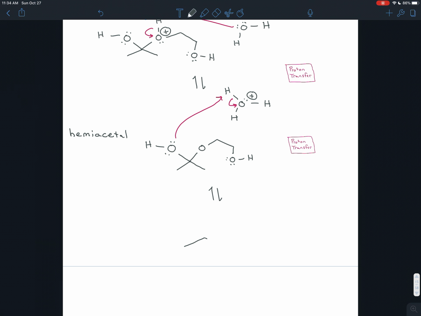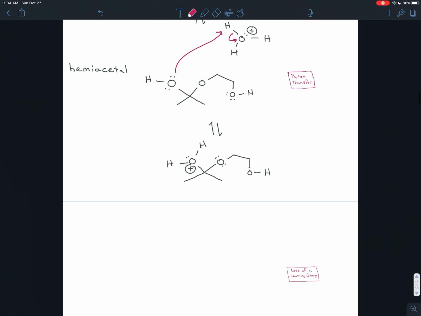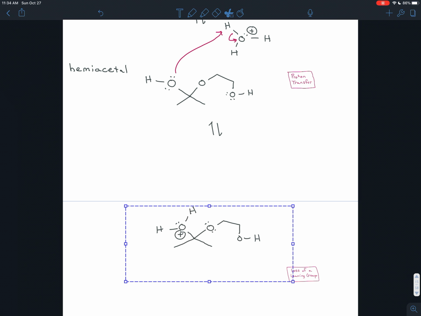And when we do that, we turn a bad leaving group into an amazing leaving group. So the OH, which is a bad leaving group, is now basically H2O. And that's very willing to pop off of that molecule. All it needs is a little push, and the leaving group will leave. Let's move this down here just for a little extra room.